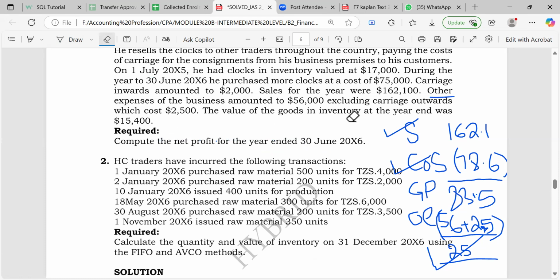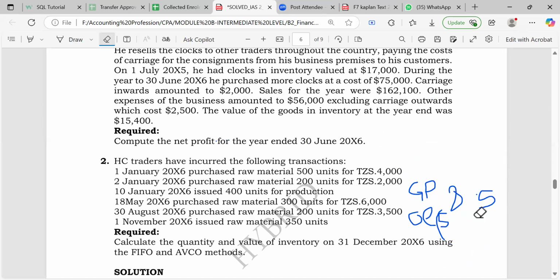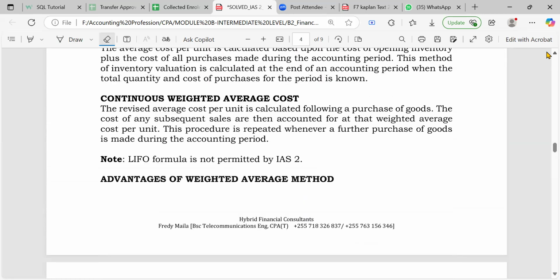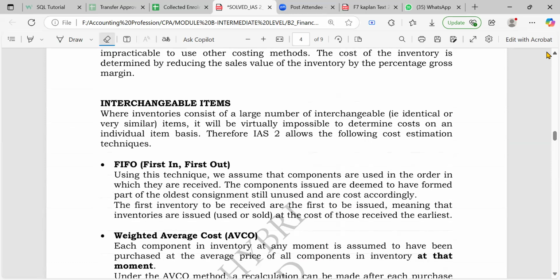the gross profit ratio. And so if you take this carriage outwards and put it here under cost of sales, it would look like the gross profit margin is lower while it is actually higher. So you need to put everything in its respective place to give a better picture. So we need to finish this periodic.